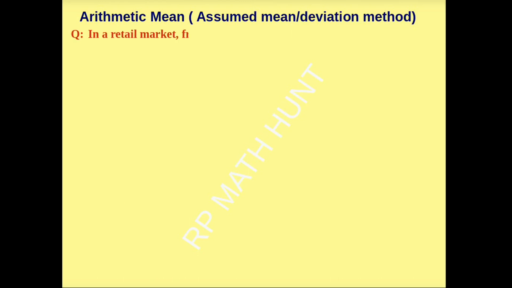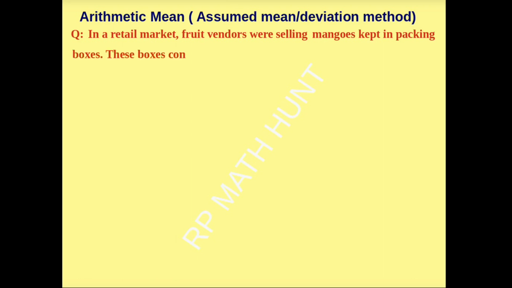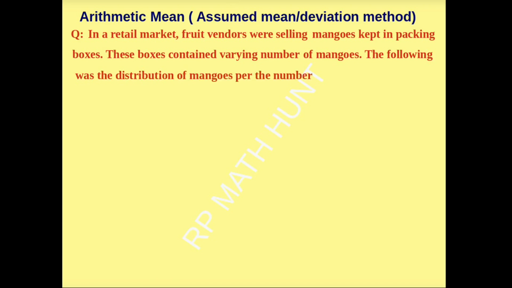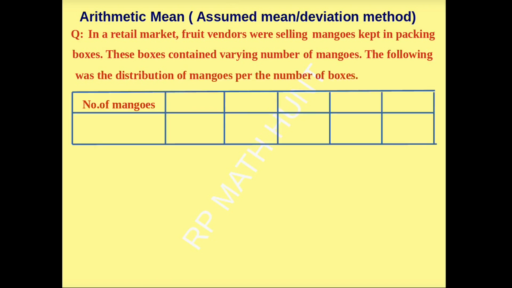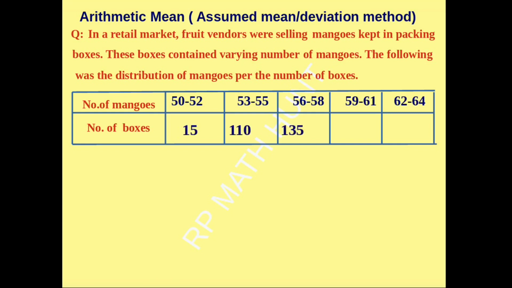Arithmetic mean, assumed mean or deviation method. In a retail market, fruit vendors were selling mangoes kept in packing boxes. These boxes contained a varying number of mangoes. The following was the distribution of mangoes per the number of boxes. Number of mangoes: 50 to 52, 53 to 55, 56 to 58, 59 to 61, 62 to 63.